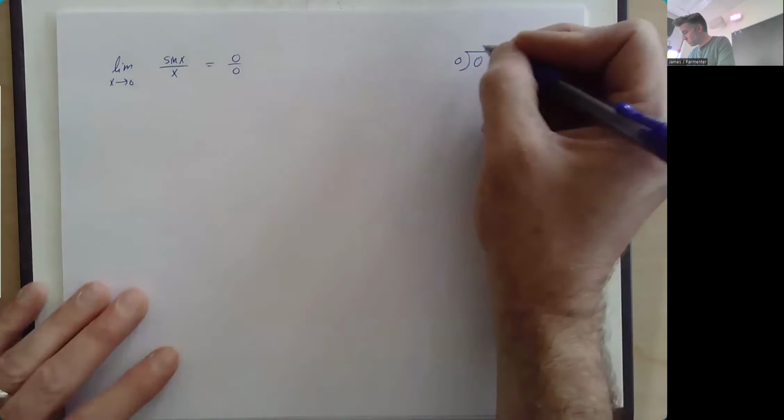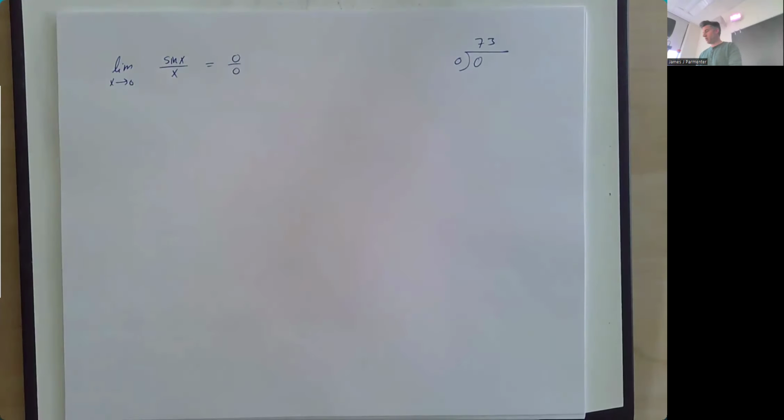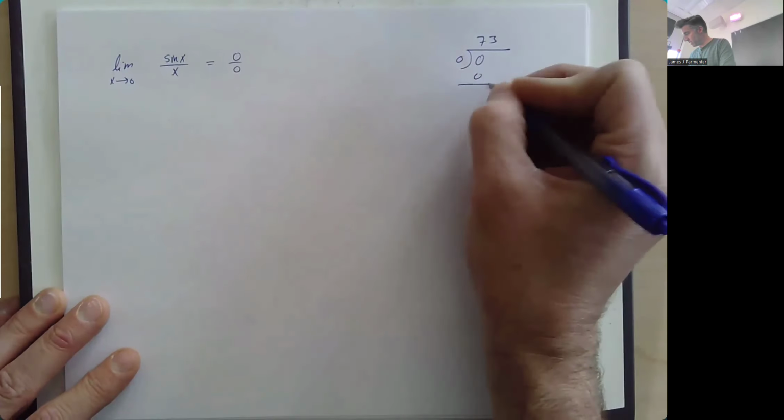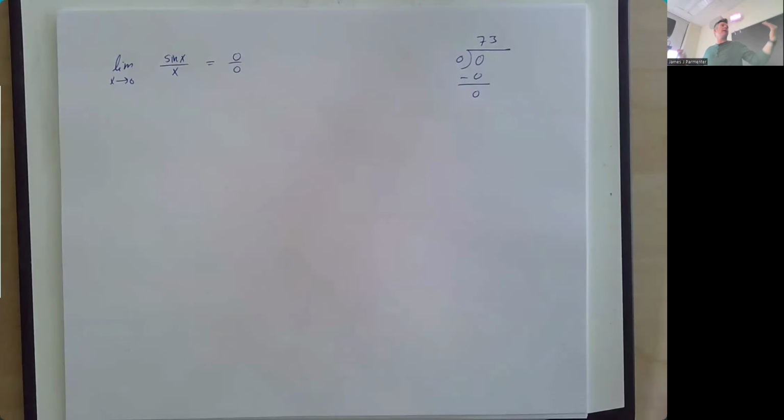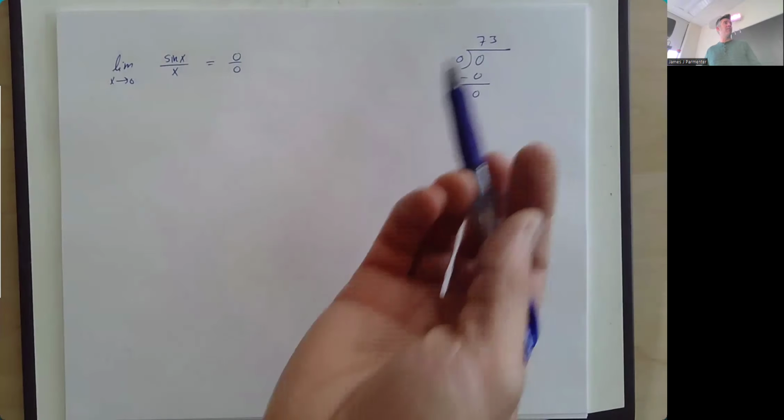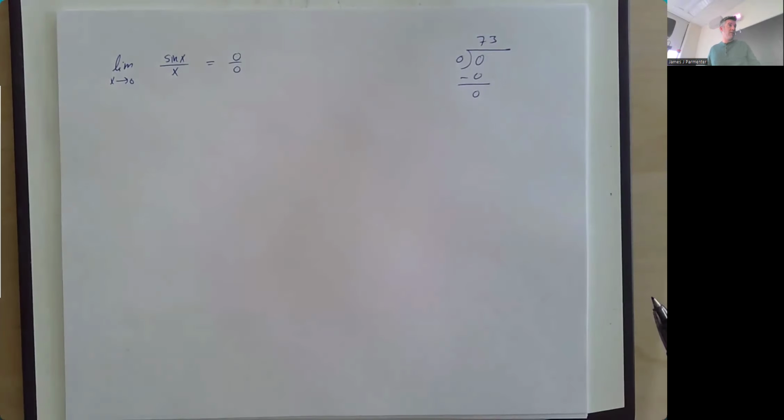I'm going to pick 73. 73 times 0 is 0. 0 minus 0 is 0. Remainder is 0. Great, it worked. But as I think you can all see, the number up there could have been anything. You can literally make a limit that's a 0 over 0 type that's equal to any value you want.